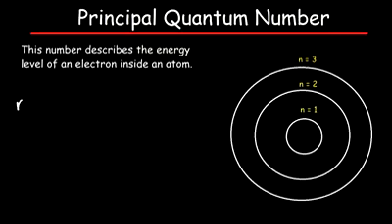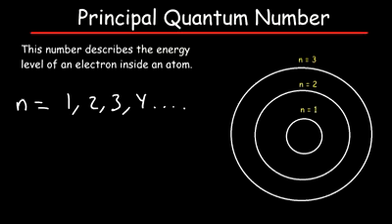The first one is n. N is the principal quantum number. And n is an integer, 1, 2, 3, 4, and so forth, and cannot be 0. The principal quantum number describes the energy level of an electron inside an atom.